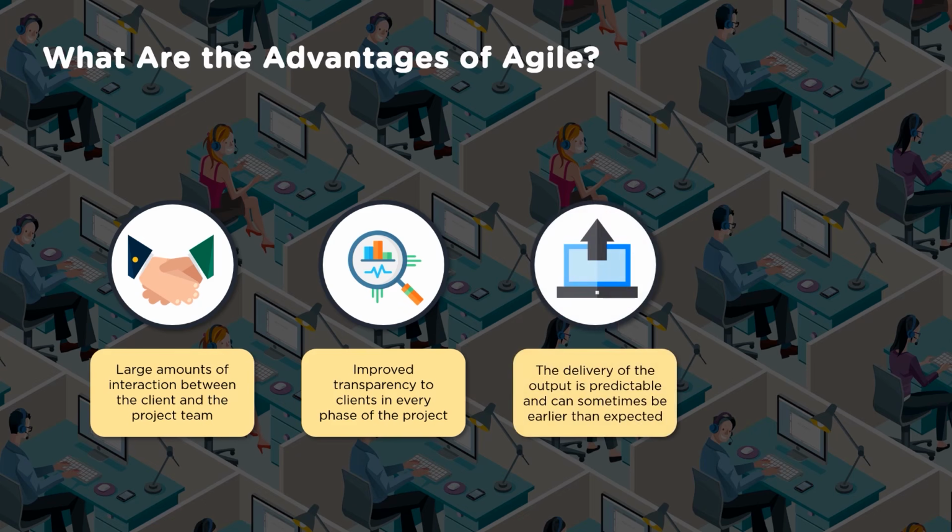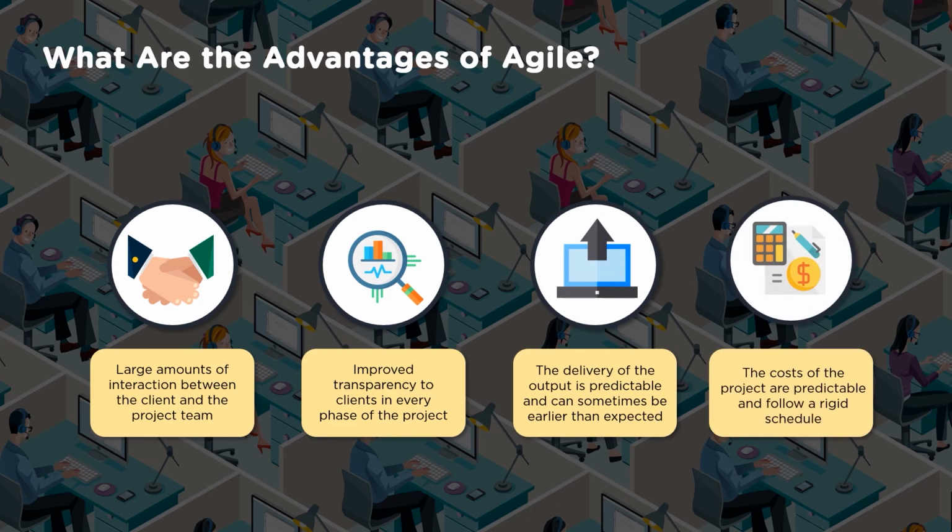Then the delivery of the output is predictable and can sometimes be earlier than expected because we know what is being delivered. Users obtain more and more clarity, and at the same time the team creating it obtains it too. Because of this, the pulse of the customer and the directions are clear. Accommodating changes, which was a big challenge in waterfall methodology, has become easier here. So the cost of the project is predictable and follows a rigid schedule.